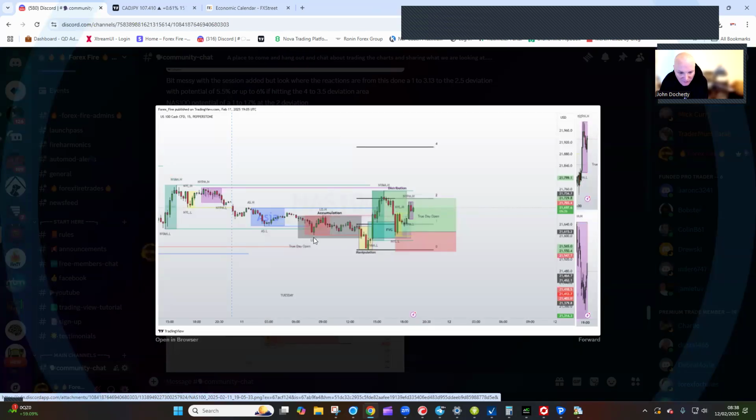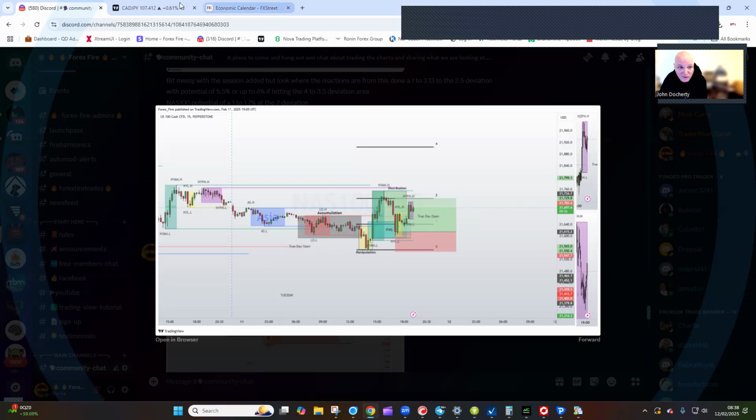We come out of a session box, manipulate price, and then we come back in to the deciding session, and then we use this to do the deviation tool, and we expect the distribution phase.